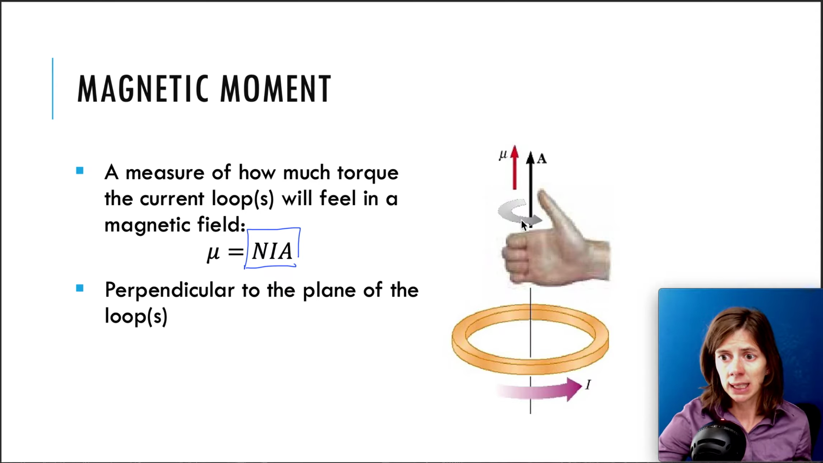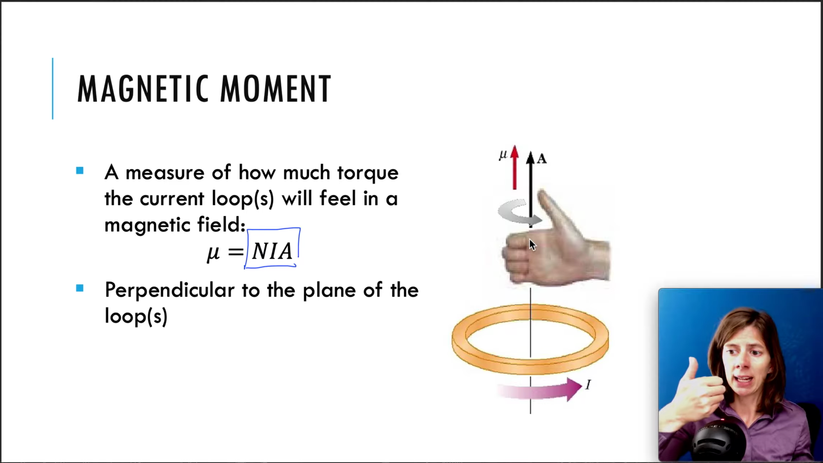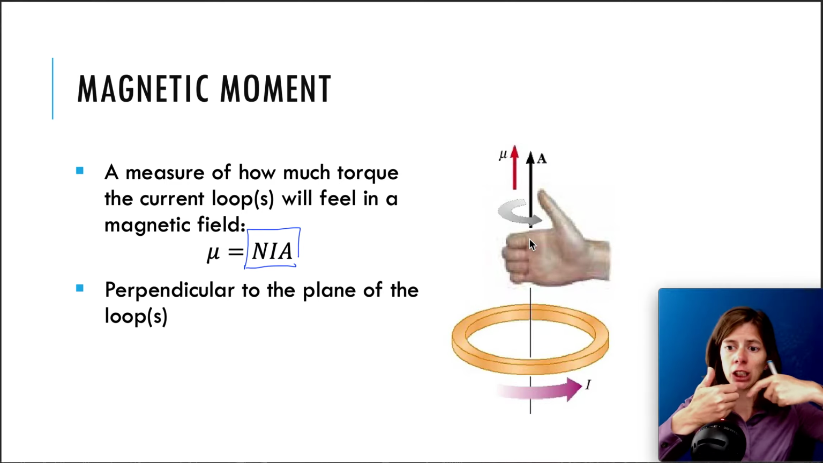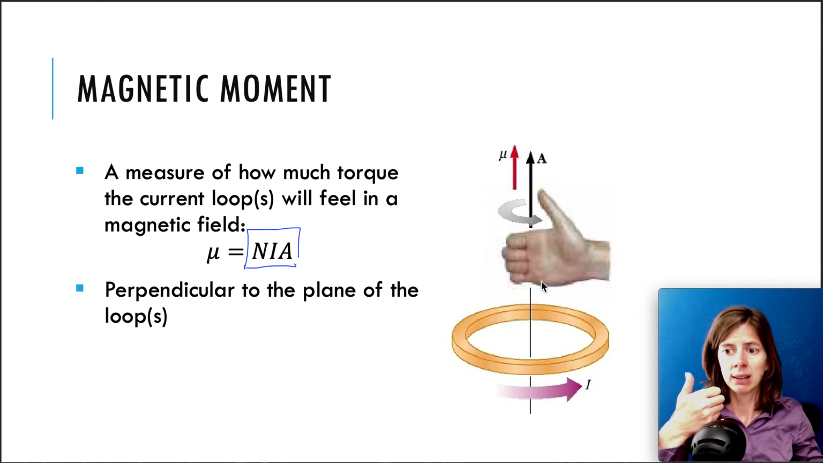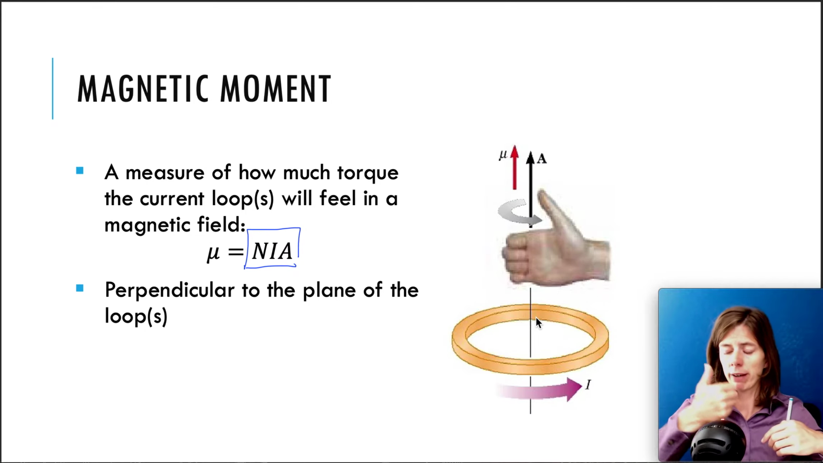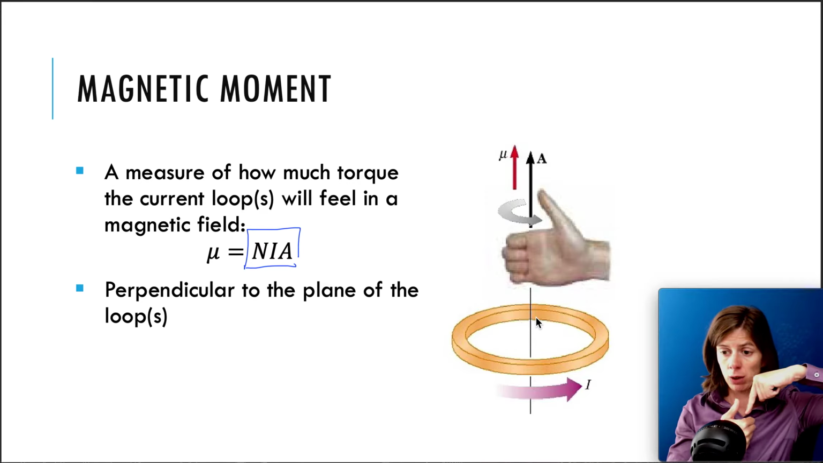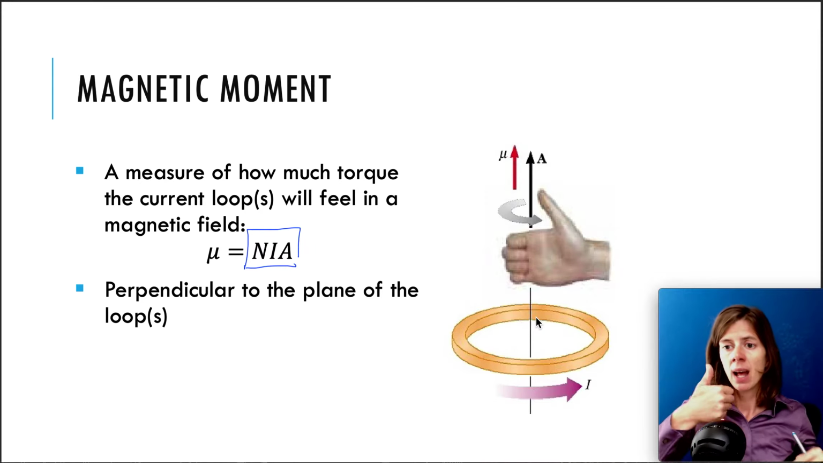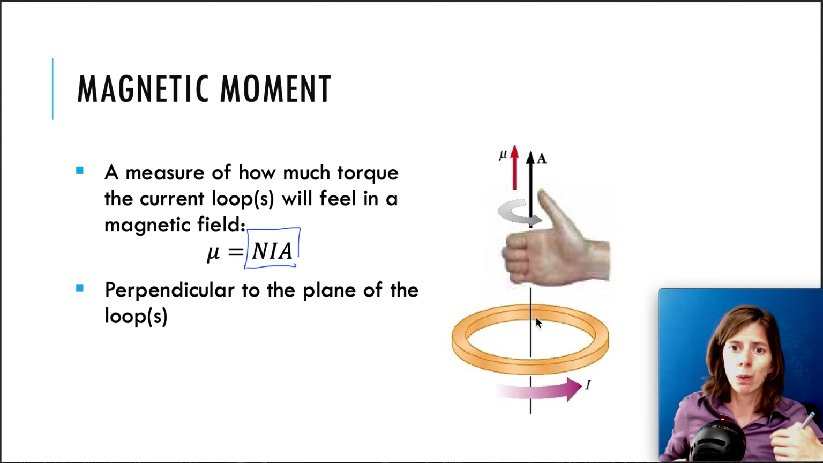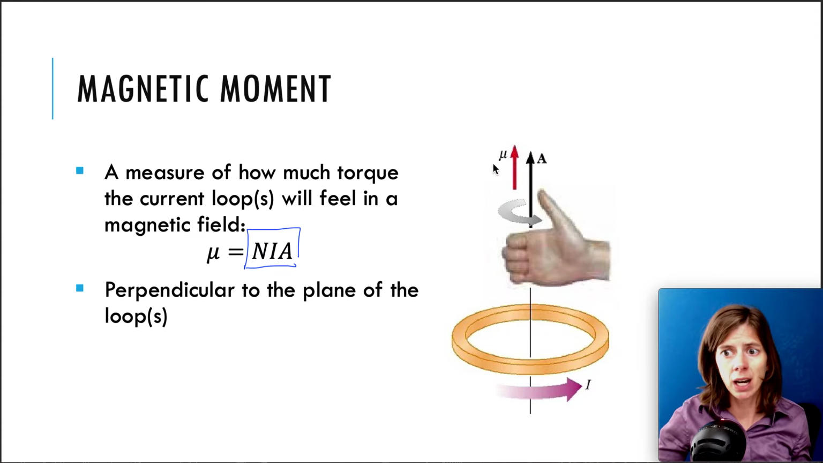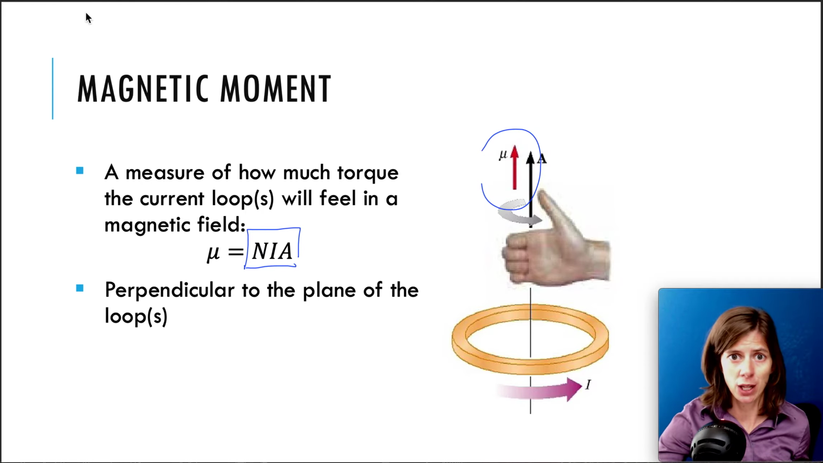What you can see in this picture here is that if you use your right hand and loop your fingers in the direction of the current, in this case counterclockwise if viewed from above, so if I view my hand from above, my fingers are going counterclockwise, then the thumb is up. That upward direction of the thumb is the direction of the magnetic moment, which is perpendicular to the loop.